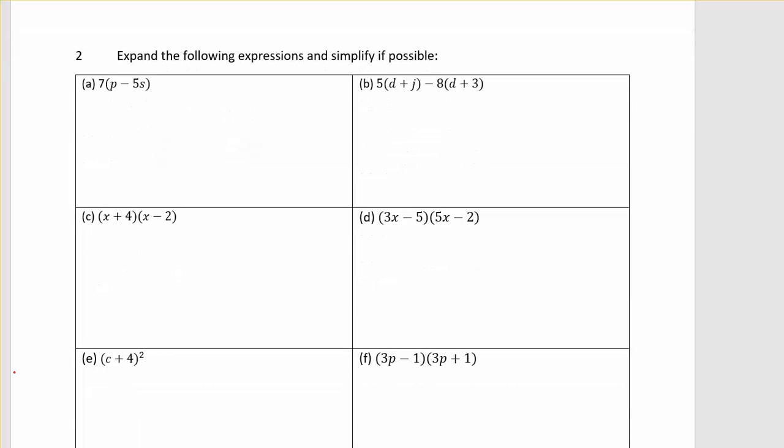Okay, expand each of these. So rainbow, 7 times p is 7p. 7 times negative 5s is negative 35s. Okay, negative 35s. Answer for part B, I do rainbow on each one individually. So 5d is 5 times c is 5d, 5 times j is 5j, negative 8 times d is negative 8d, negative 8 times 3 is negative 24.